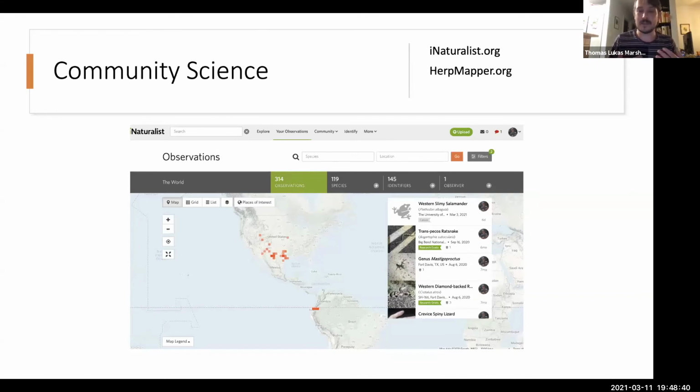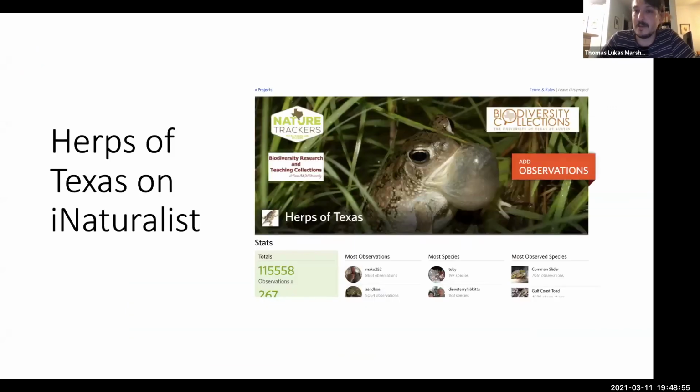As someone who studies snakes, I use iNaturalist regularly as a great resource to find out where people are finding certain species. And you can take part in particular projects that have particular goals. So for example, the Herps of Texas project on iNaturalist is a place that's specifically designed to collect a database of reptile and amphibian data in Texas.